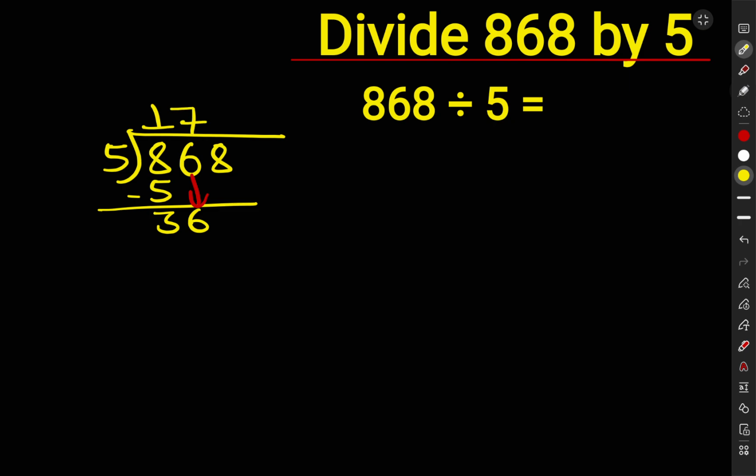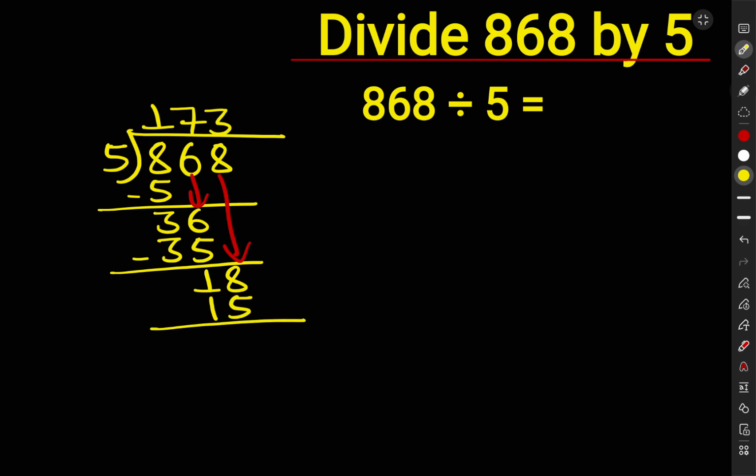5 times 7 is 35. On subtracting we get 1. So now we put down this 8 and it is 18. 5 times 3 is 15. On subtracting we get 3.